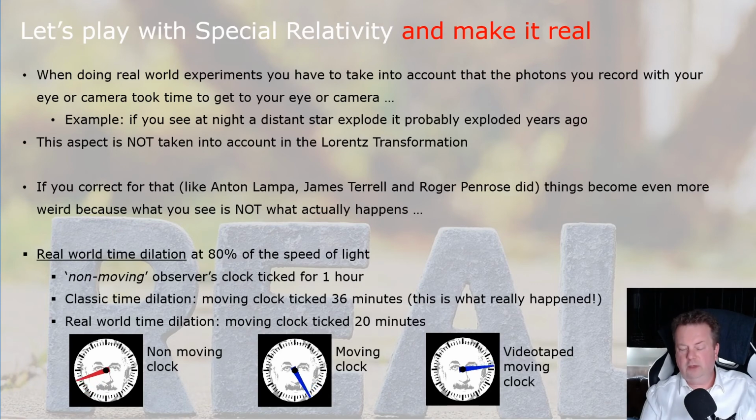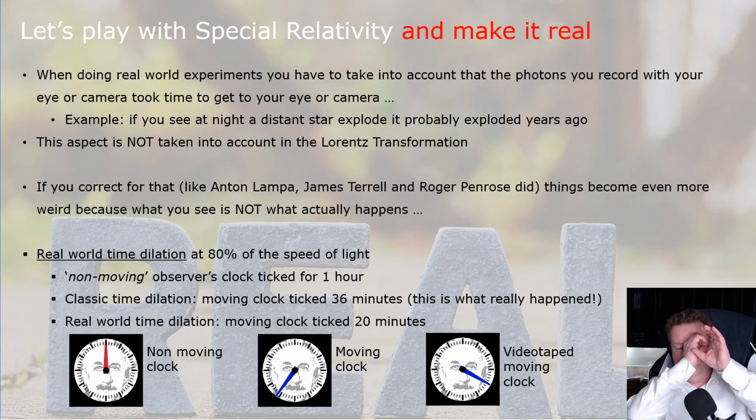So the non-moving clock goes round one time. The moving clock actually only ticks 36 minutes. And the one you videotape through your telescope only ticked 20.